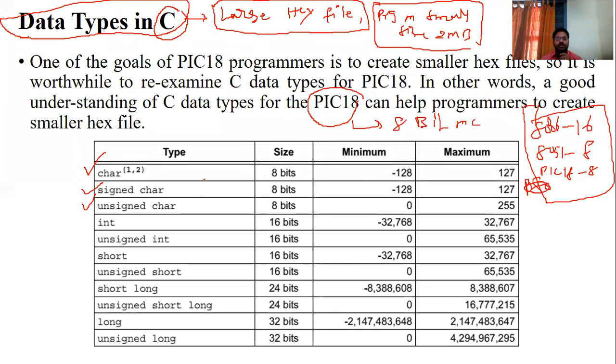Okay. So signed character, unsigned character, int, unsigned int, short, unsigned short, long, as well as unsigned long. See these characters. These are 8-bit characters. So with 8 bits, the maximum number is 127 and the minimum number is minus 128. You know the ranges. So signed character is 8-bit, again minus 128 to 127. Unsigned character is 0 to 255.